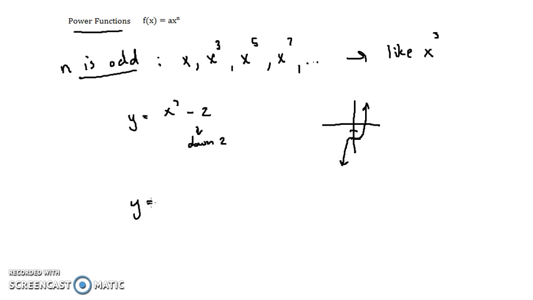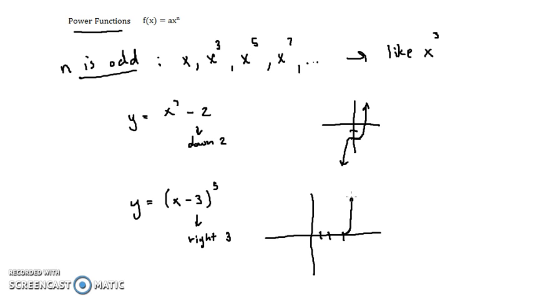All right, let's say we have y is equal to (x minus 3) to the 5th. So you see that exponent of 5, you think, okay, it looks like x cubed. The minus 3 is on the inside. Inside is left and right, and it's opposite what you'd expect, so that takes us right 3. So we're going to go to the right by 3, 1, 2, 3, and we're going to draw in something that kind of looks like x cubed. Okay, so that tells us what power functions look like.